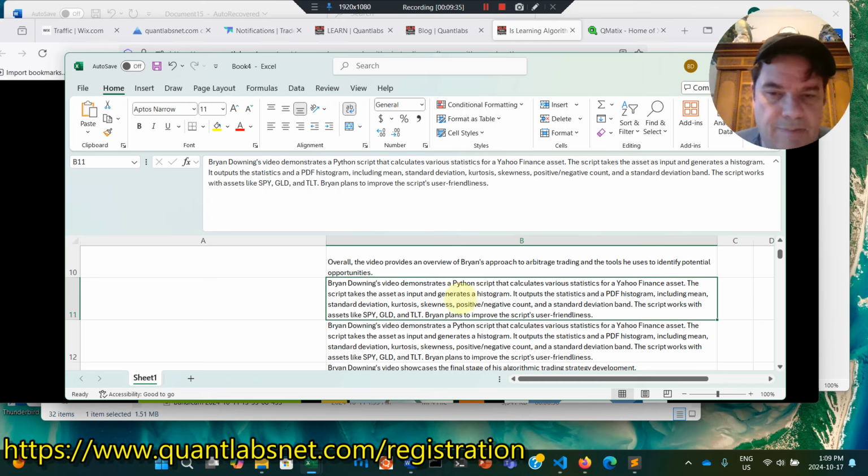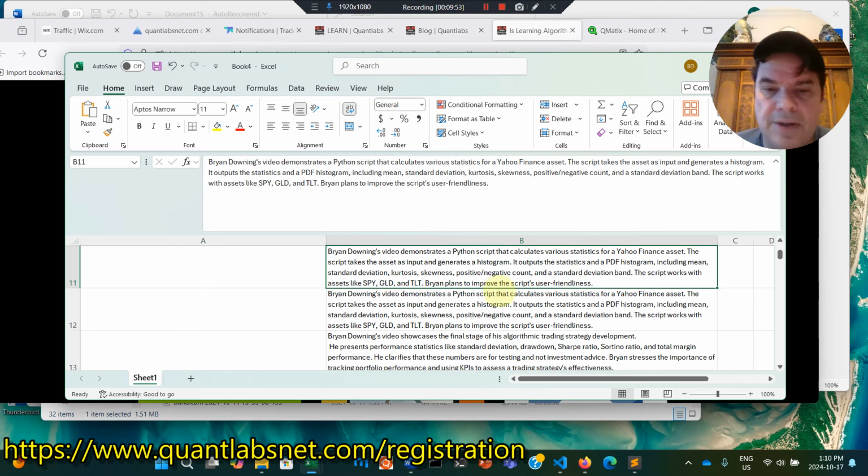So this Python script takes input, generates a histogram, and outputs statistics and the PDF histogram, which shows the mean, standard deviation, kurtosis, skewness, positive negative count and standard deviation band. The script works with SPY, Gold, TLT, and pretty well probably anything. But right now I've got something much better. I have shown it in the past, but I've got over 3,000 videos on YouTube, so good luck finding it.